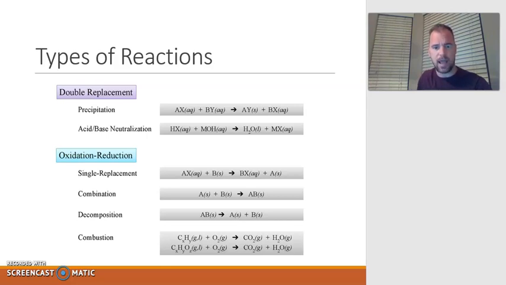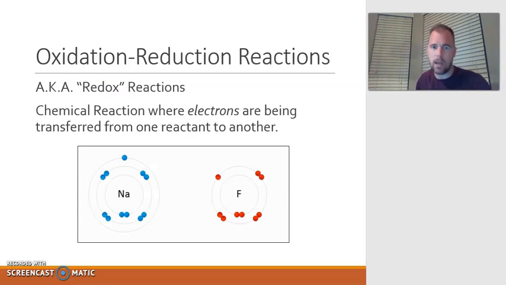These 4 types of reactions all fall under the category of what a redox reaction is. So you have single replacement, combination, decomposition, and then combustion. These 4 are technically also known as redox reactions. And we're going to talk about why that is in this video as well as in the video next. So what is a redox reaction then?